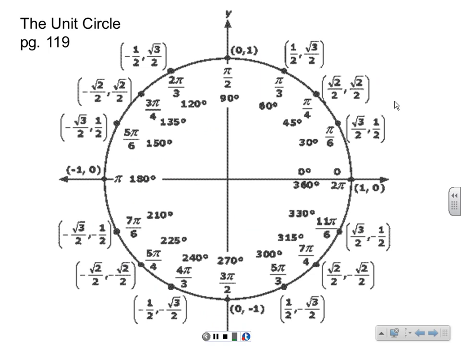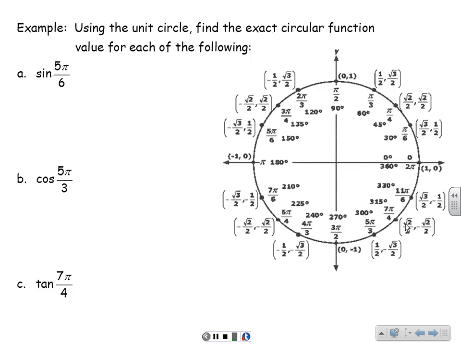And then, of course, you have their reciprocals. Okay, so this is the unit circle, and this is found on page 119 in your book, so you can use that as a reference if you need to. But basically what the unit circle does is it relates our degrees, our radians, and our ordered pairs along the unit circle. And so we can easily remember these unit circle conversions.